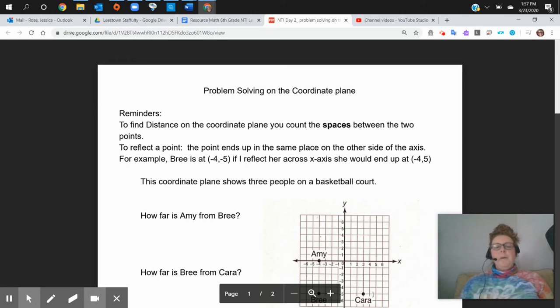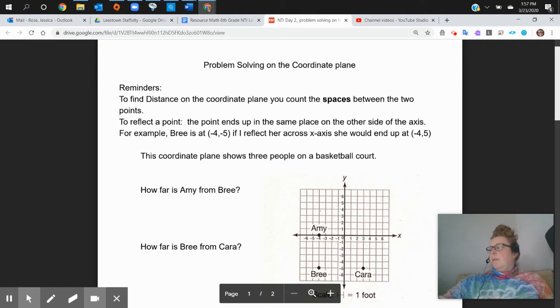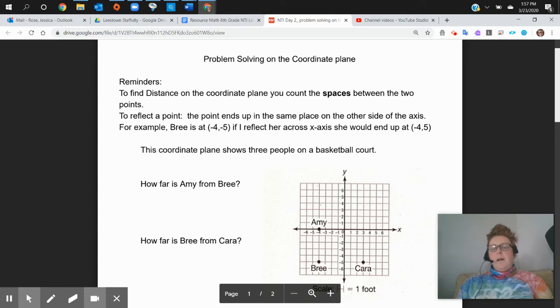Hello, everybody. We're here with NTI Day 1, Problem Solving on the Coordinate Plane. If you have your document on your computer or on paper, it's going to be helpful for you to get this document out and follow along as we go.